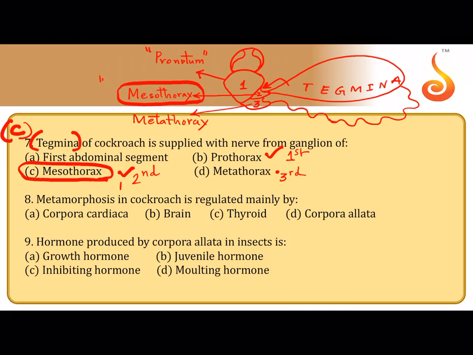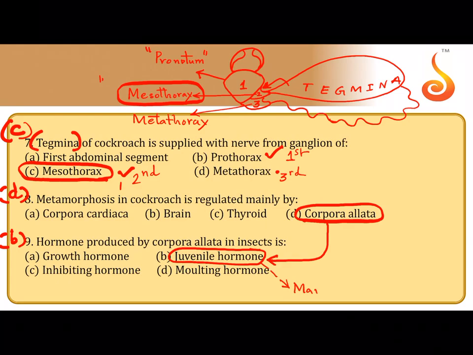Metamorphosis in cockroach is regulated by a gland which is referred to as corpora allata, which is very closely associated with the cerebral ganglion of the cockroach. And this corpora allata produces a hormone that is referred to as the juvenile hormone. The juvenile hormone, so the answer to this question, which is related to the previous question, is the second option. And please remember, the juvenile hormone maintains the nymphal stages. Actually, it is larval stages, but in cockroach there is nothing called a larva.